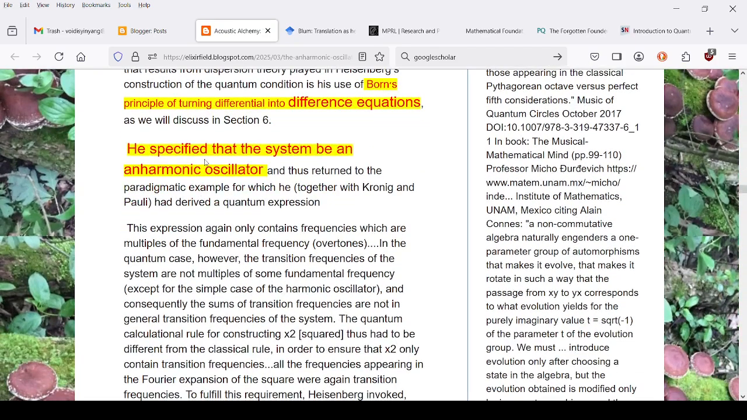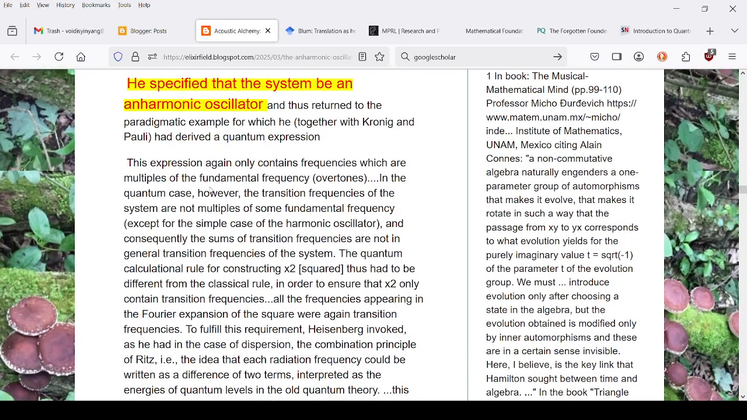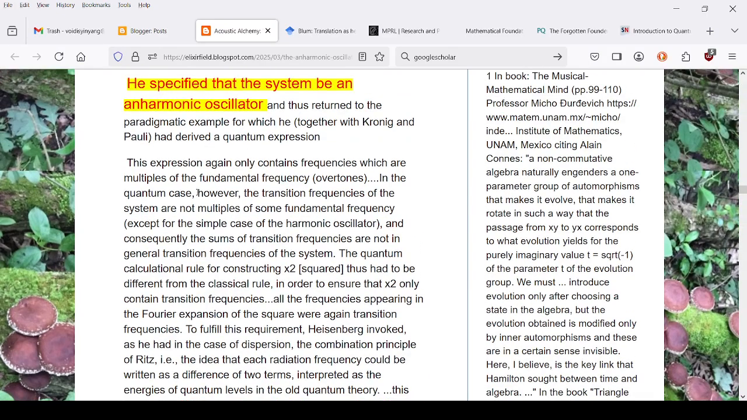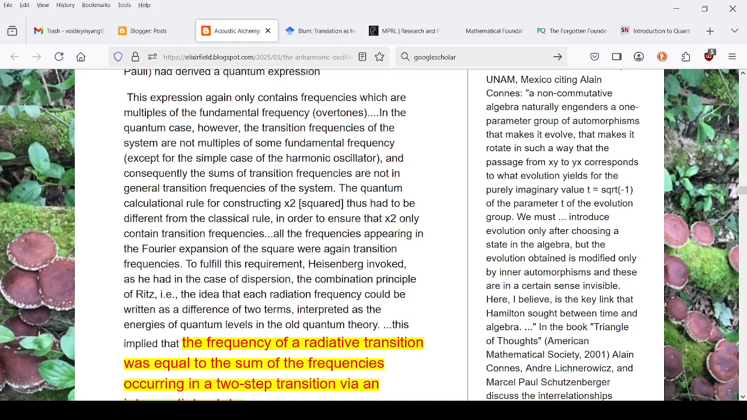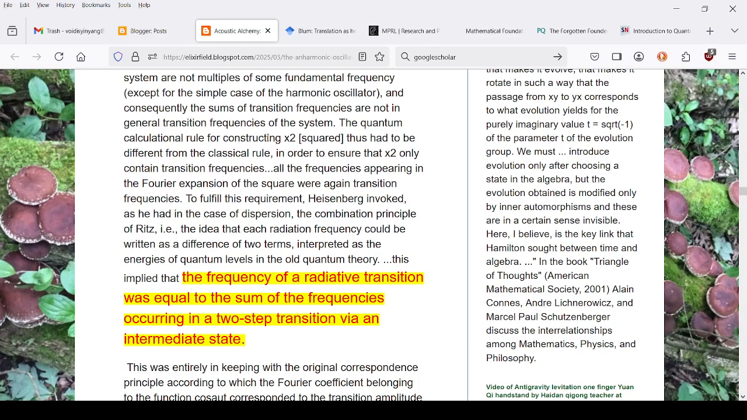So like I said, Heisenberg had to use an anharmonic oscillator to apply these difference equations as dynamics. And the crucial point was that the multiples of the fundamental frequency, the overtones, as transition frequencies were not multiples of the fundamental frequency. And that's why you couldn't use complex Fourier analysis. And so the sums of the transition frequencies end up being non-commutative. So when you square the frequencies, it ended up being different from the classical Fourier analysis.